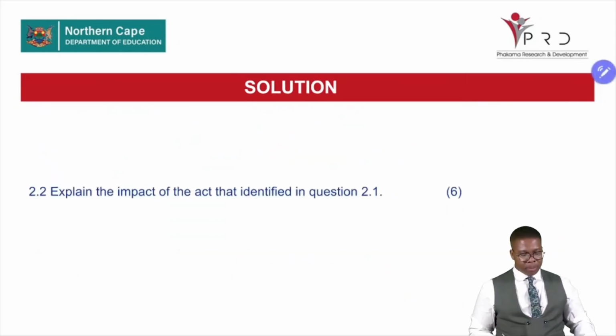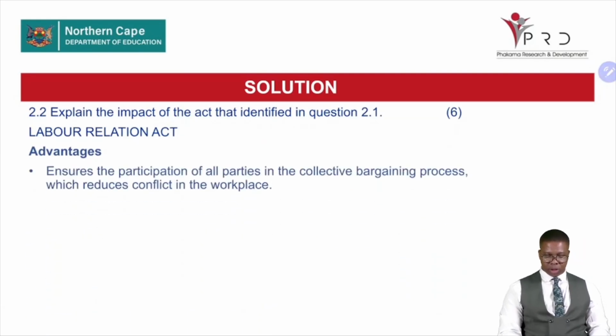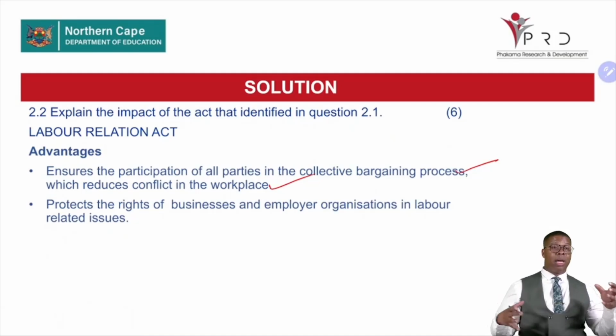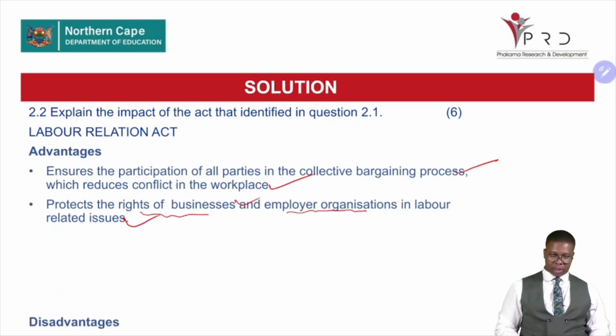Then let's look into the impact of the 2 acts, starting with labor relations. What is the advantage? It ensures that there's participation of all parties in the collective bargaining process, which will reduce conflict in the workplace. Because remember, labor relations is about labor peace. And then we also talk about the idea that it protects the business and employers' organizations in labor related issues. Then that's how you get your 2.